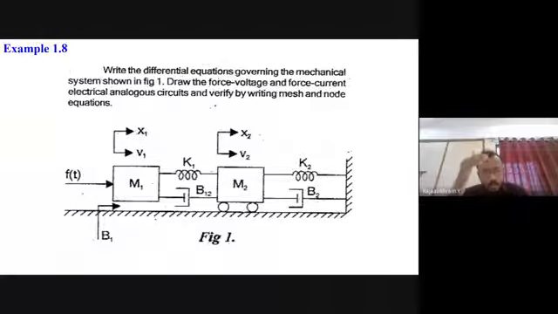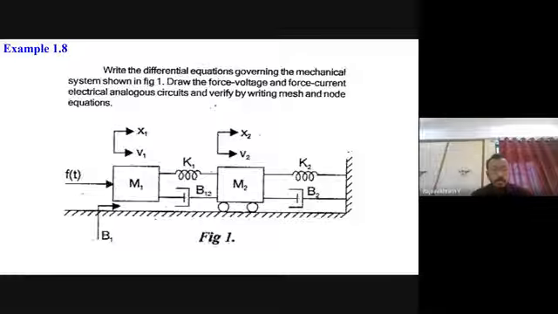For M1, derive the mechanical translational differential equation. For M2, derive the mechanical translational differential equation. For M1, derive the differential equation. For M2, derive the differential equation. And tell me once you have finished it, then you move on to the next step. So first draw the diagram. The question is, draw the force voltage and force current analogous circuits. You have to draw both force voltage as well as force current, and verify by mesh and node equations.